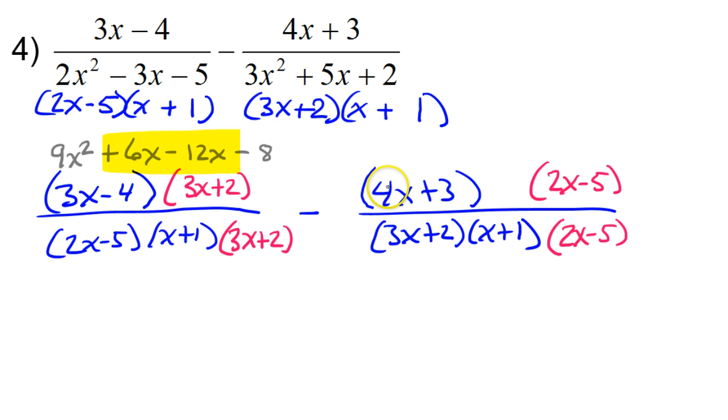So now looking at this, I'm going to double distribute again. So I've got 4x times 2x, that's going to be 8x squared. 4x times negative 5 is negative 20x. And then 3 times 2x is 6x. And 3 times negative 5 is negative 15. Alright, again we have some like terms right here that need to be put together.